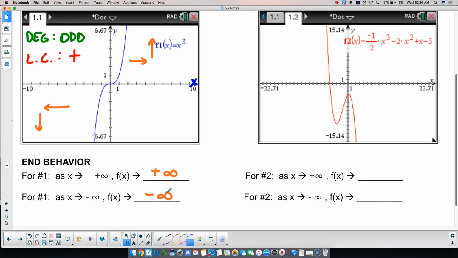So if you have an odd degree function with a positive lead coefficient, your end behavior is always going to look like that. If you have an odd degree function with a negative lead coefficient, as x goes to positive infinity, so as it's going to the right, my function is going to negative infinity. And as x is going to negative infinity, otherwise known as the left, my function is going to positive infinity.